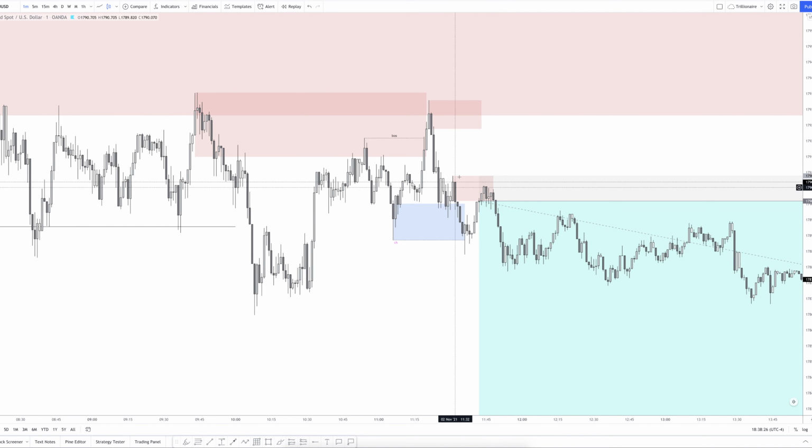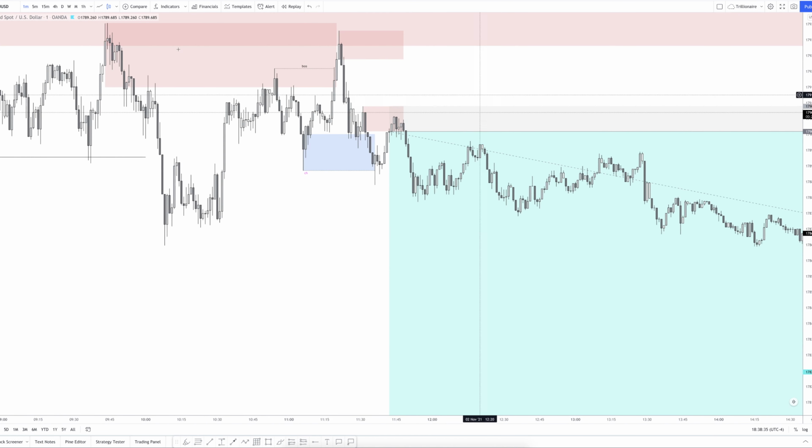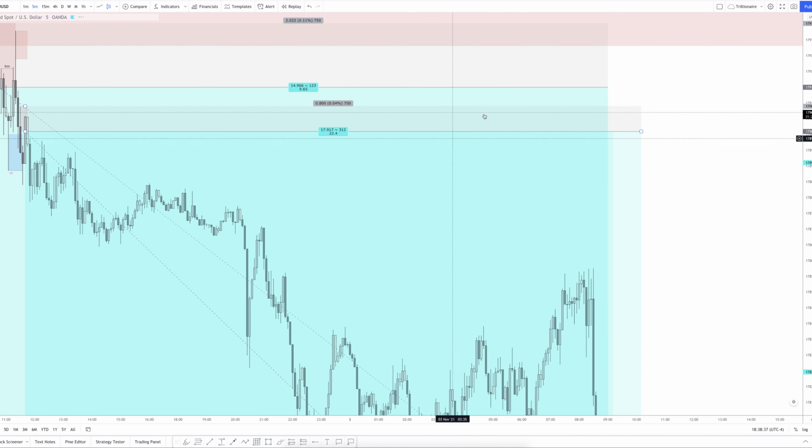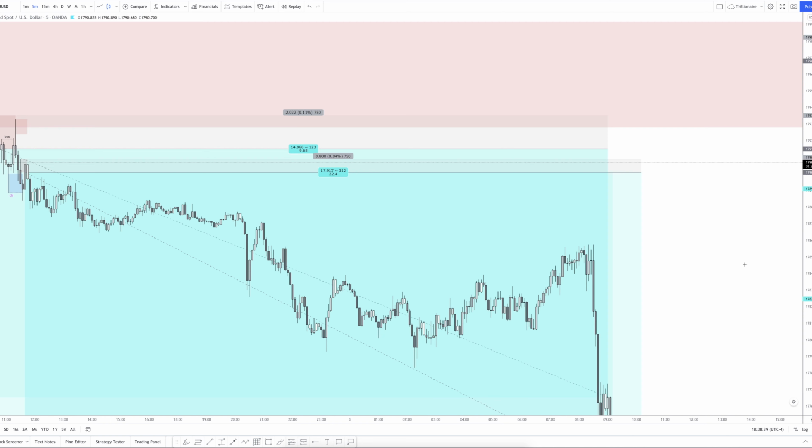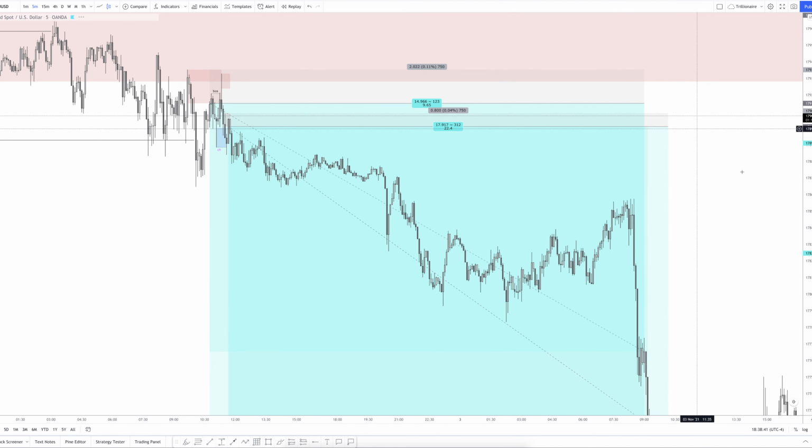So then price trades back up into our decisional here. As you guys can see, I still have my apex marked here just in case price were to have returned back to this area. And then the rest was history, and we can see price pushes to the downside. So beautiful trade, beautiful, beautiful.